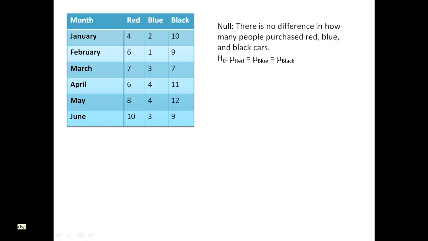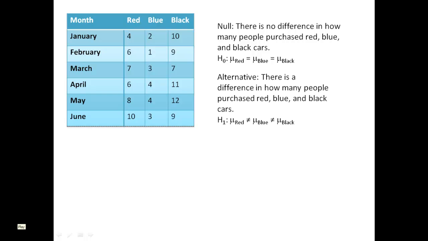And it looks like this. There's no difference in how many people purchased red, blue, and black cars. Expressed in a mathematical way, that reads H naught states that the mean of the red group is equal to the mean of the blue group, which is equal to the mean of the black group. And the alternative hypothesis is that there is a difference in how many people purchased red, blue, and black cars. That's what it looks like stated in a mathematical version.